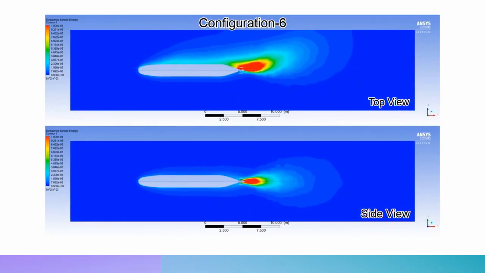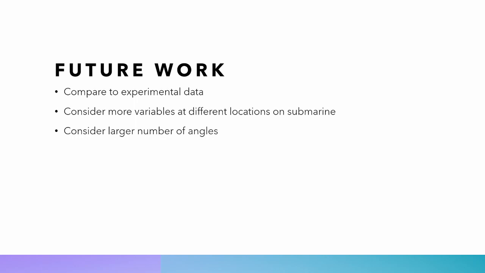In future, results could be compared to experimental data so as to check the validity of our results gained from simulation. More variables could be checked at different positions on the submarine to see the effects of different turbulence models, and the number of angles checked could be larger.